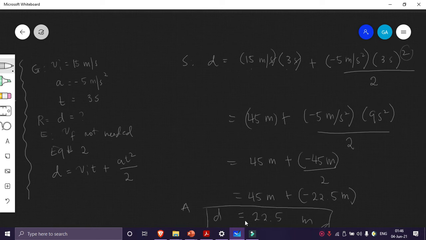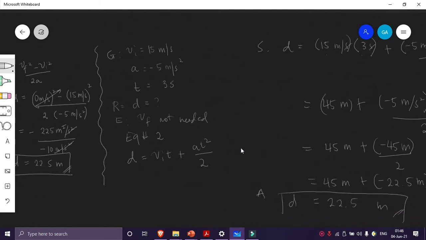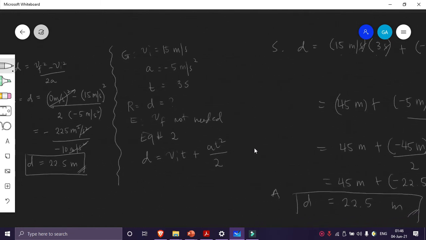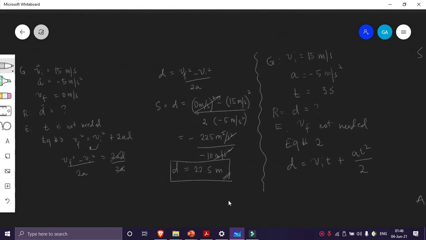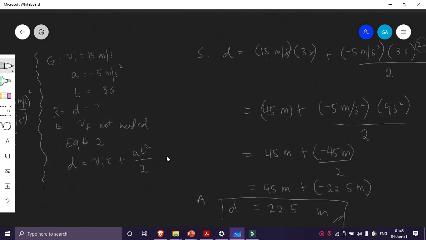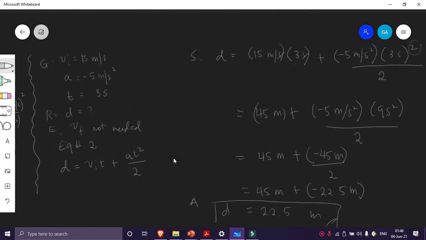As you can see, if you're going to compare it with the other answer kanina, same lang na 22.5 meters. Dito sa kabila, ginamit ko yung ating final velocity na 0 kasi nag-stop naman siya. Dito naman, ginamit ko yung time kung kailan nag-stop yung ating jeepney. So, same lang naman sila nung answer na nakuha.